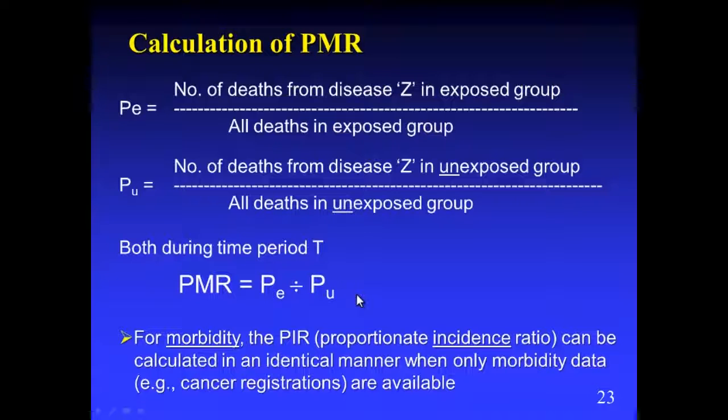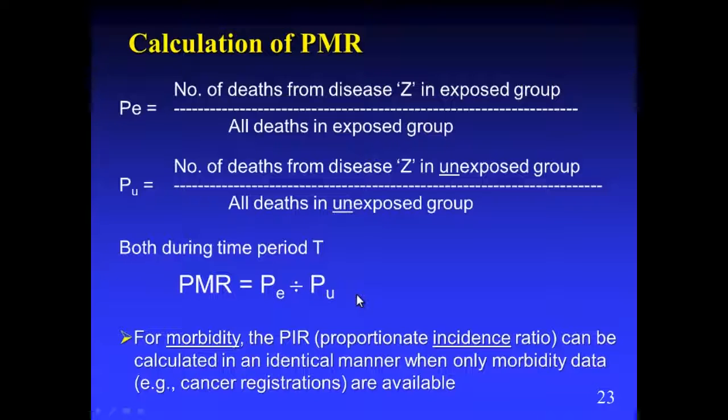and we get the proportionate mortality ratio, which gives an estimate, shall we say, of what the incidence rate ratio might be if we were able to carry out a study to get the incidence rate ratio. But in this case, all we have is deaths, just a mortality database.